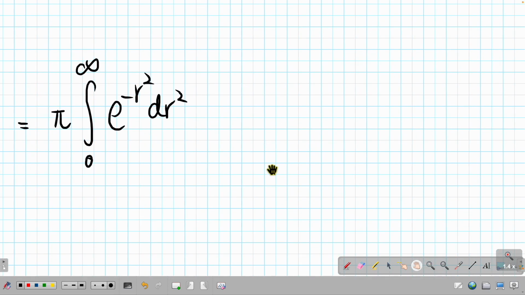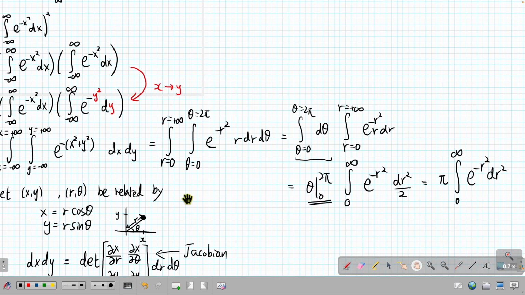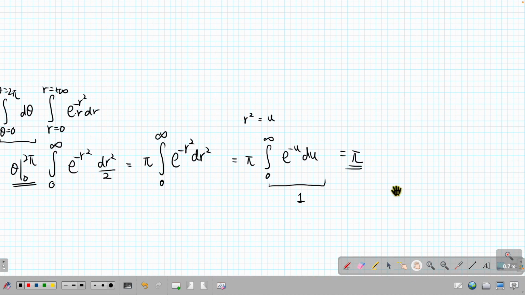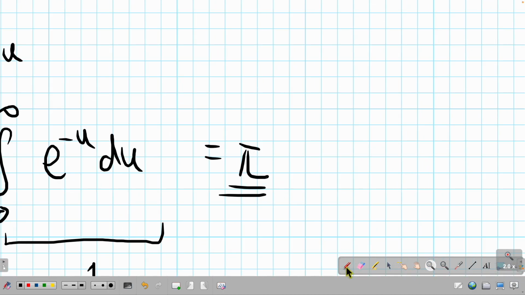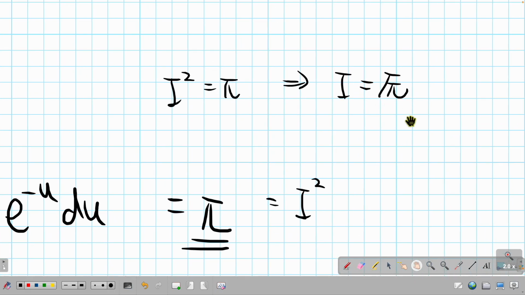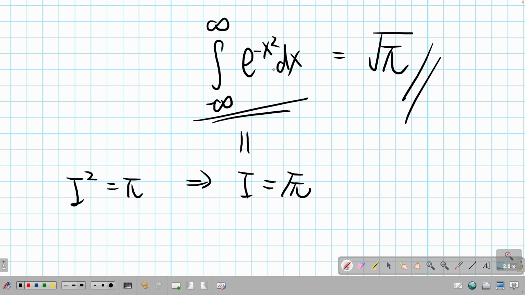Then I do a change of variable. I change r squared to u. Then you know how to integrate this, right? This is 1. So you have pi. And how did we get here? We went from I squared equal to this thing, this thing, up to here. So I squared is pi. What is I? I is square root pi. So that's why this integral is square root pi.